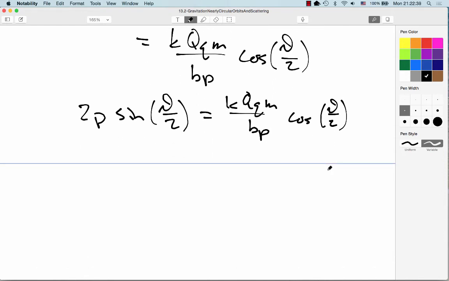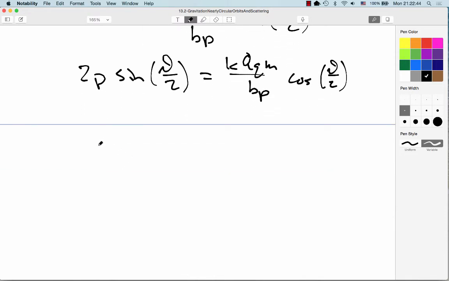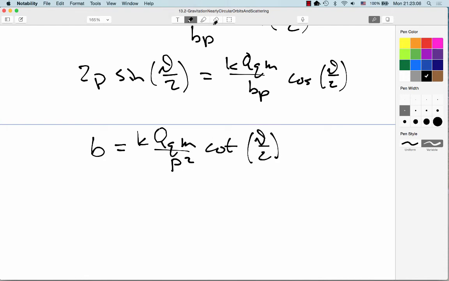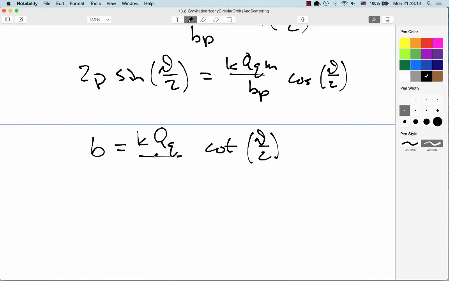So we can get the impact parameter, because remember what we're all about is differentiating the impact parameter with respect to theta. So the impact parameter we can write as kqqm over p squared, and we get a cosine theta over 2 divided by sine of theta over 2. So that's a cotangent of theta over 2. Now this p squared is m squared v squared. So I'm going to do a quick bit of blackboard math there and just rewrite that as mv squared, like so.